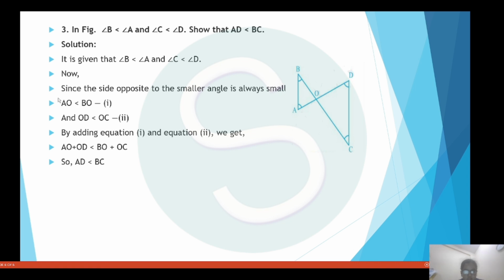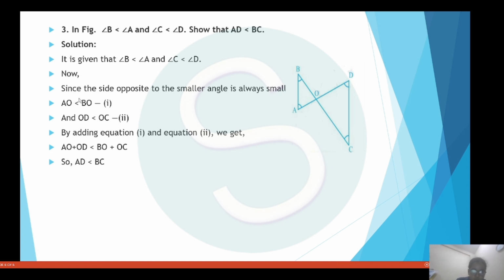So by using the property that if there are two angles, the larger angle has the larger opposite side, suppose we are given in this triangle that B is less than A, then the side opposite to A will be greater than the side opposite to B. This is the property we have used in this whole question. So we know that B is less than A, so the side opposite to A is greater than the side opposite to B, which implies BO is greater than AO. Similarly, angle C is less than D, hence OD is less than OC.